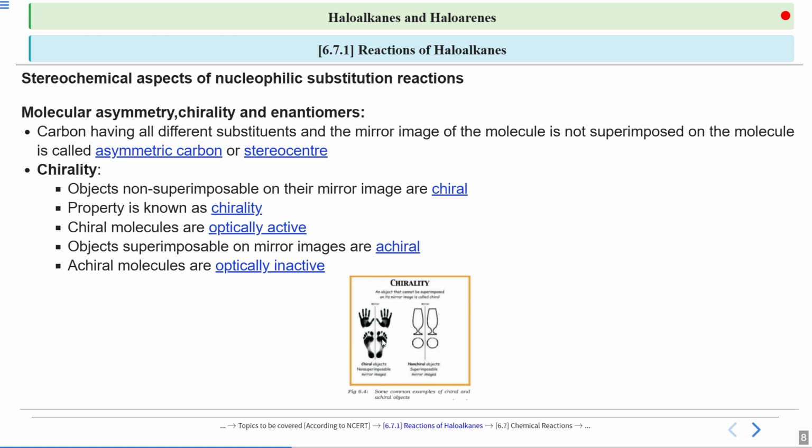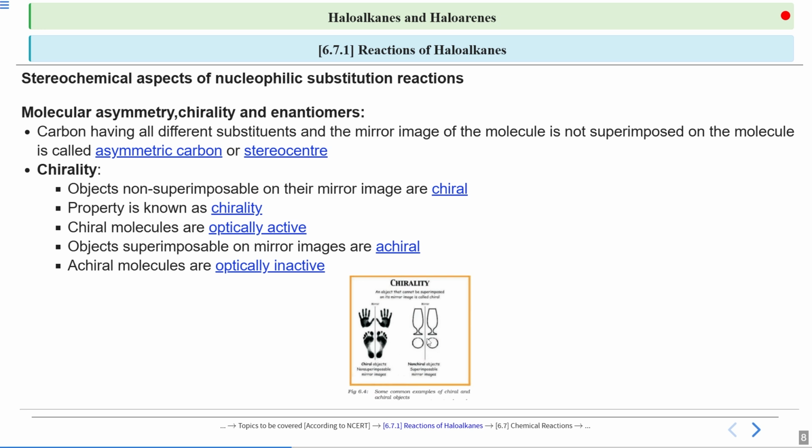Another example of a chiral object is the foot. You take this foot and draw its mirror image, and when you place this image of the foot onto the initial foot, it will not be superimposed, right? So these are non-superimposable mirror images. That means this object is chiral.